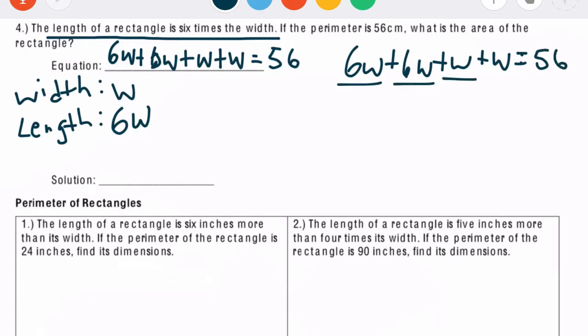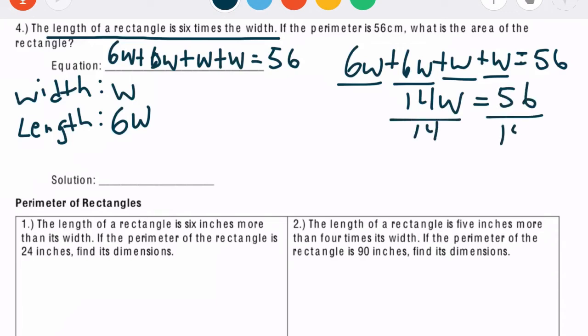So when we combine all of our like terms, we have 14W equals 56. And then finally, W is going to equal 4. So the width is 4. If the width is 4, that means the length is 6 times 4, which is 24.